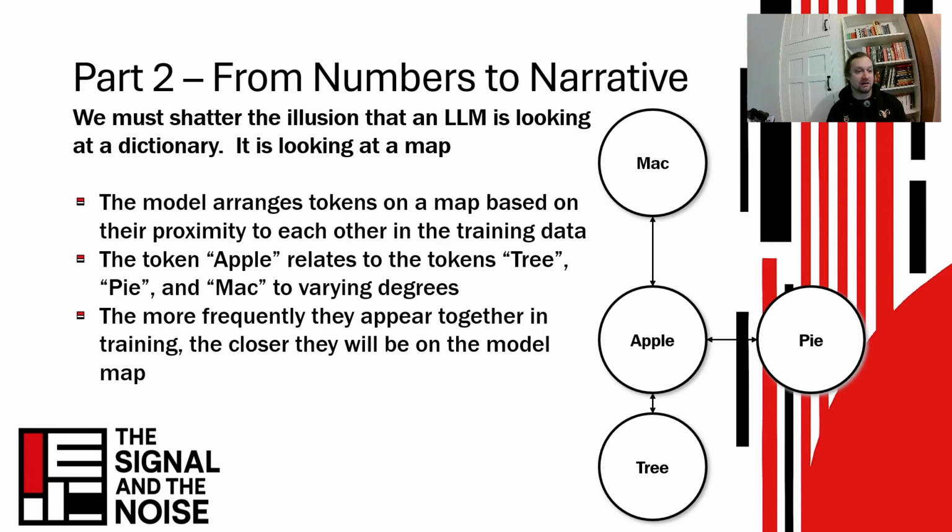Token apple relates to the token tree, pi, and mac to varying degrees. I've tried to illustrate this on the right, where the closeness or the length of the arrow from apple to pi, mac, and tree is shorter or longer. The more frequently they appear together in the training, the closer they will be on the model map.